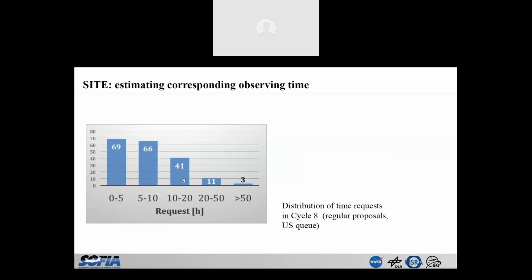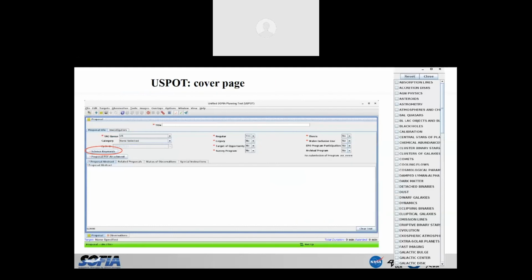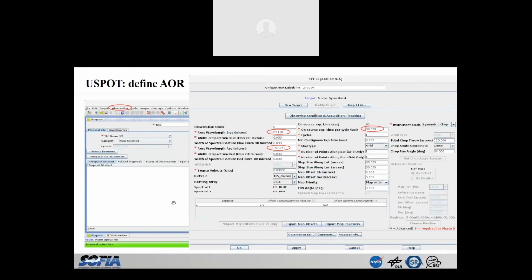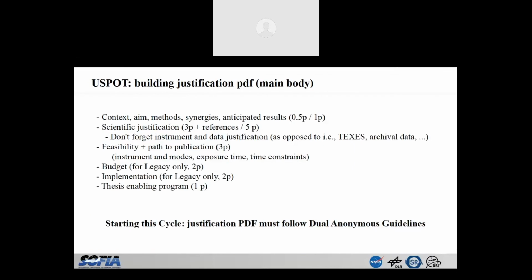And then you can compare your request to the typical requests that we have in different cycles. So these are the time requests in Cycle 8. You can launch USPOT after downloading it. Very simple. You have a cover page, define target section, and then define AORs, which is the part that the different examples will go into in detail.